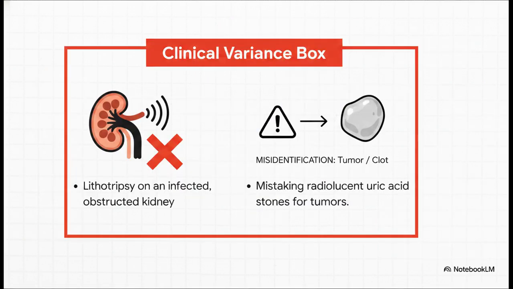Well, this perfectly illustrates our first fraught variance. The answer is immediate decompression. Attempting lithotripsy on an infected, obstructed kidney is a catastrophic mistake. It's like throwing gasoline on a fire. You also run the risk of diagnostic variance if you confuse those radiolucent uric acid stones for blood clots or transitional cell tumors on non-contrast imaging. The key takeaway: the physiology absolutely must dictate the mechanics.